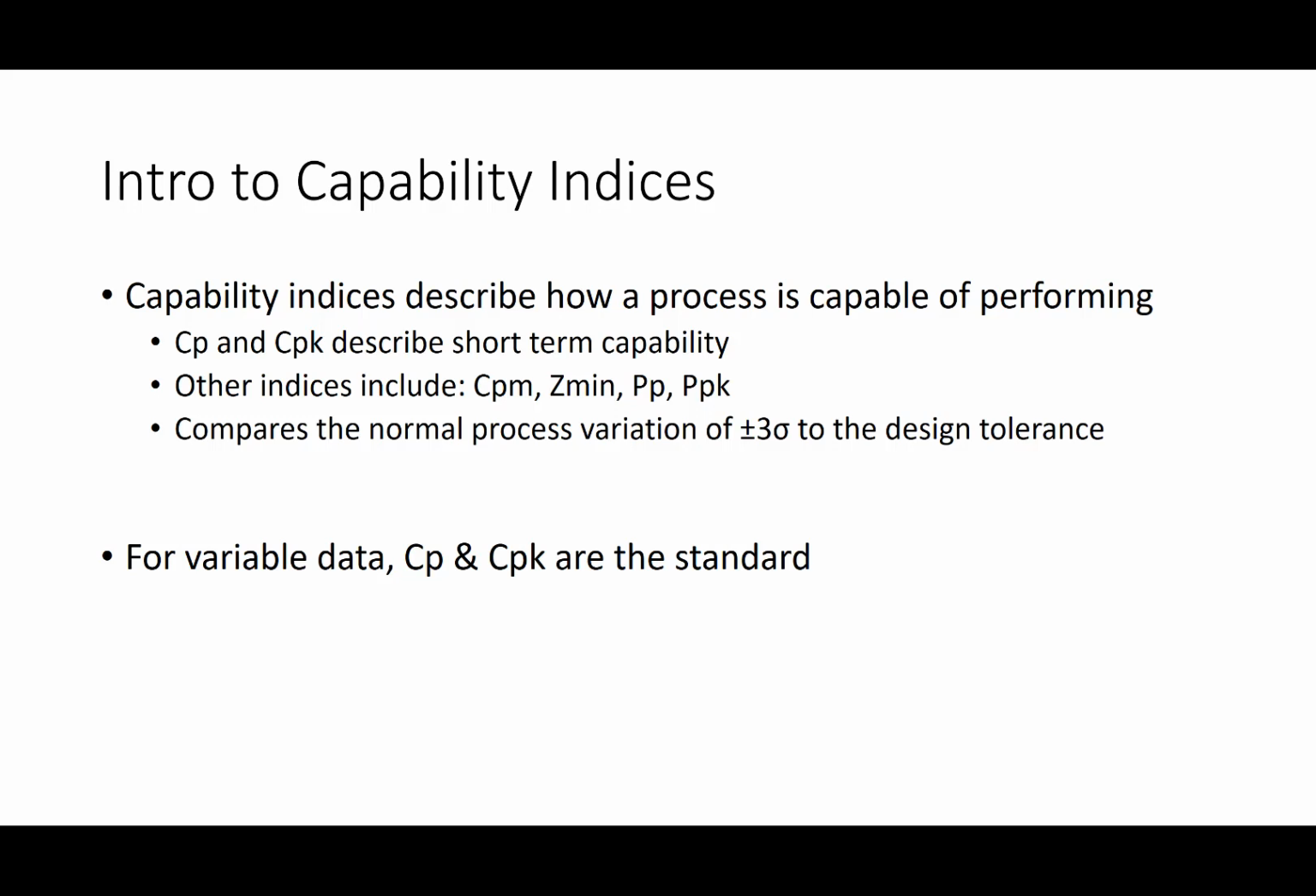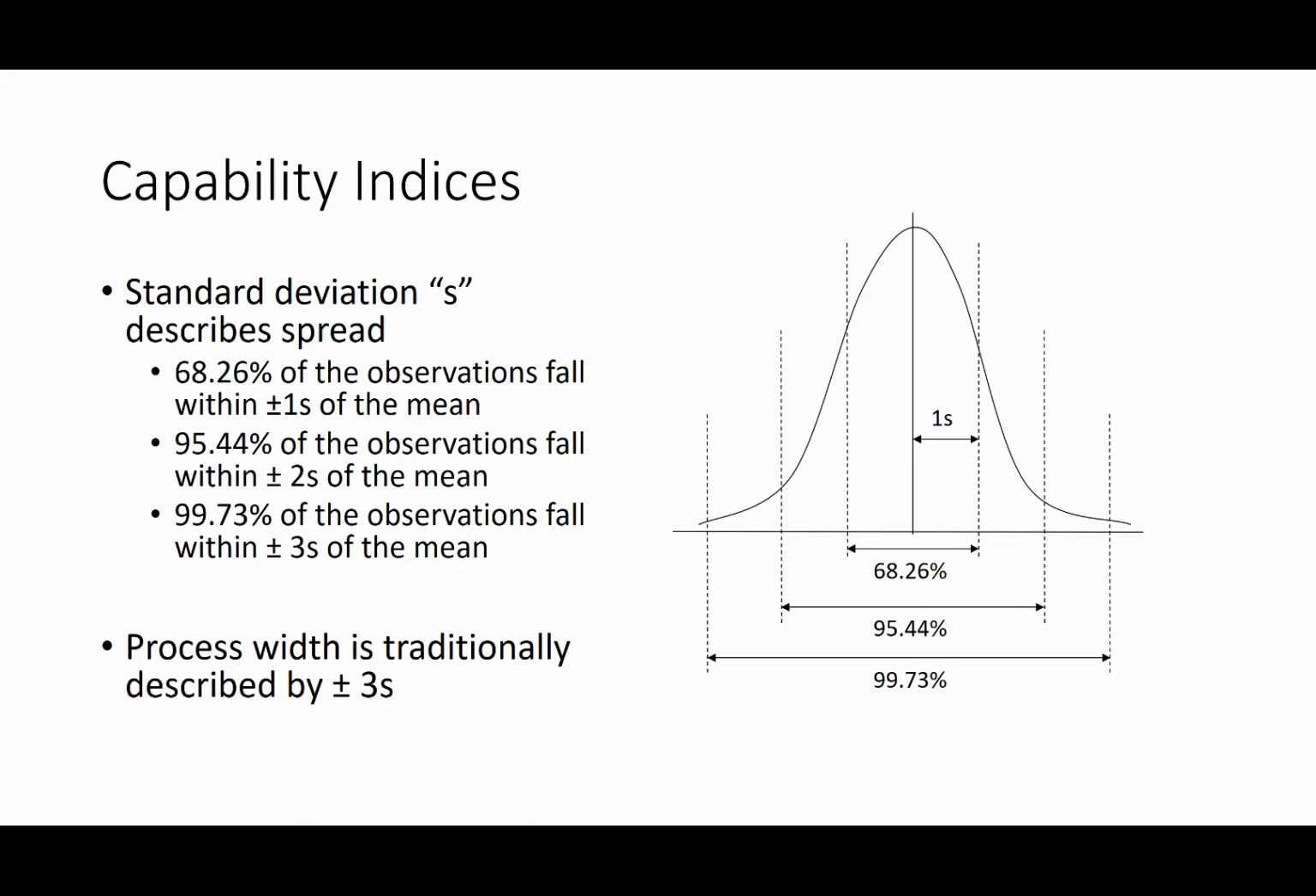Capability indices, CP and CPK, will describe what is considered the short-term capability evaluation of your process. There are other similar capability indices such as CPM, Z-min, PP, and PPK, but we will not get into those in this case. For all practical purposes, CP and CPK are considered the standard. The capability indices compare your normal variability to your standards.